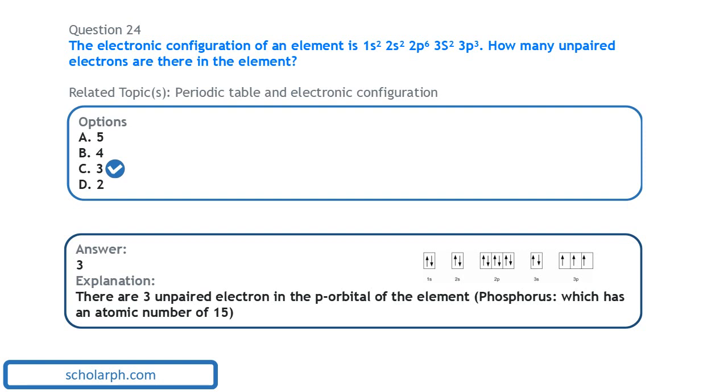Okay, 3p3. If you now look at this last orbital here, we can see that in all the other orbitals, the electrons are paired. But if you look at these orbitals here, we have 3 unpaired electrons. This electron is not paired with another. Okay, same with this and this as well. So you have 3 unpaired electrons in the p orbital of this element.